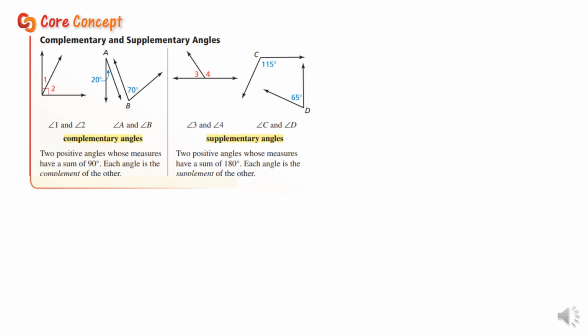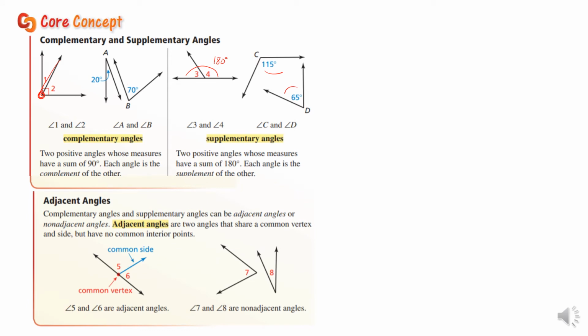Complementary and supplementary angles should be familiar to you as well. Complementary angles are angles that add up to 90 degrees. They can be adjacent to each other, which means they share one side and they have a common vertex, or they can just be two angles that are in different places that add up to 90 degrees. Supplementary angles are angles that add up to 180 degrees, create a line if they're adjacent, or they can just be two angles not attached that add up to 180 degrees.